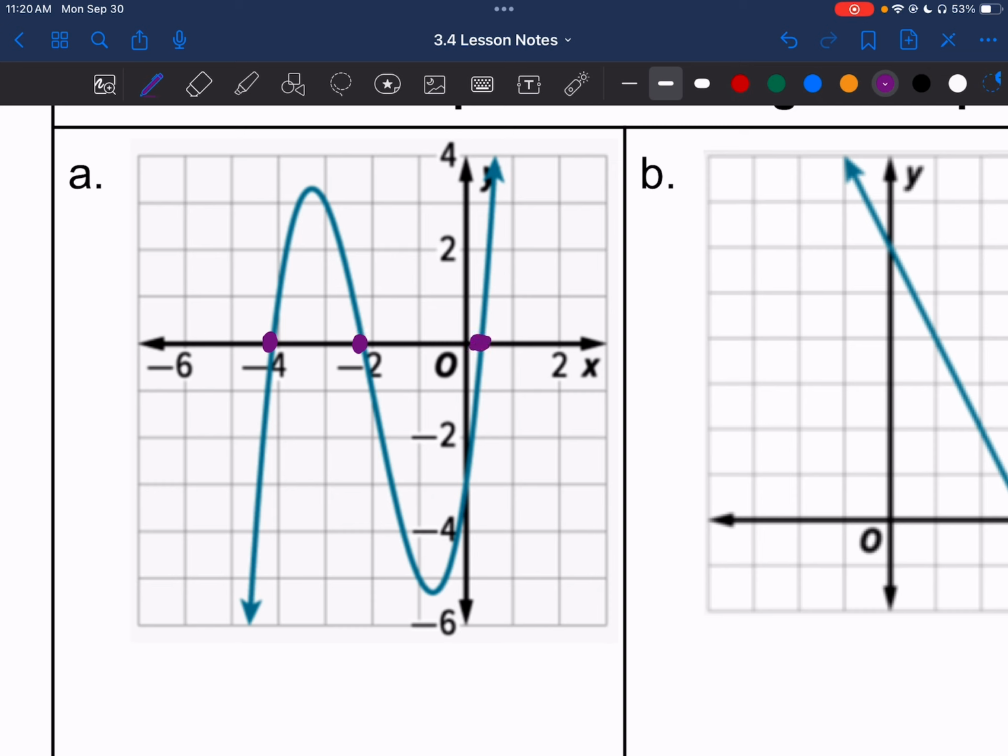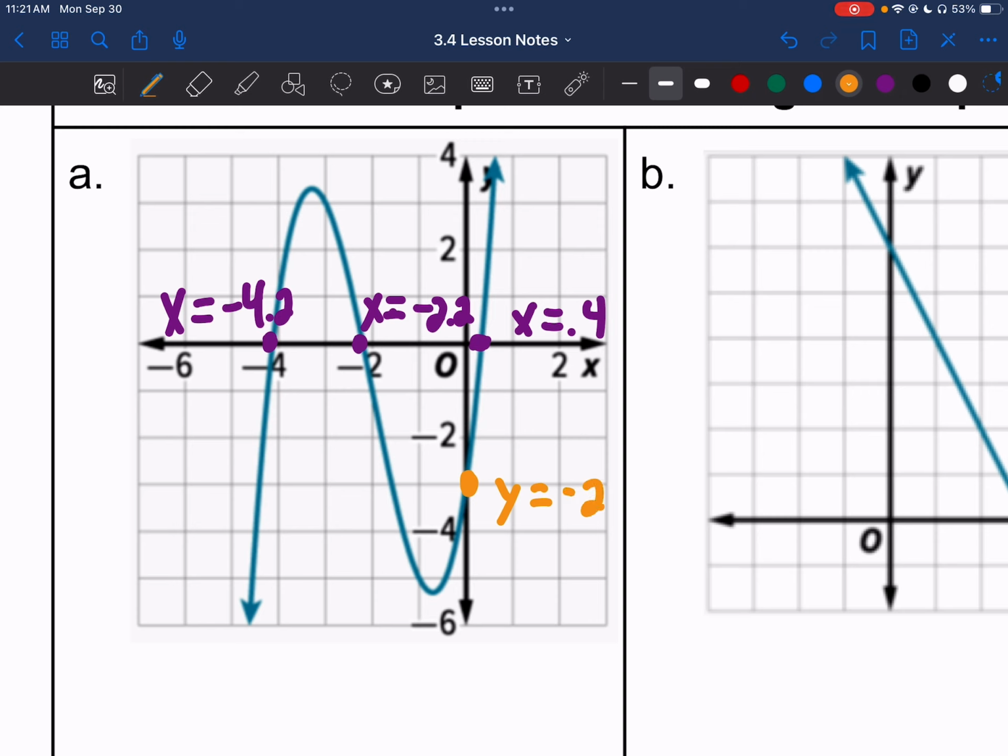Now, when I approximate these, we're going to write them as x equals. So x is going to equal negative, we're going to approximate as negative 4.2. We're going to say x is equal to negative 2.2, and x is equal to 0.4. Now, if I want to find my y-intercept, it's where y is crossing the y-axis, and it looks like it's right there at y equals negative 2.